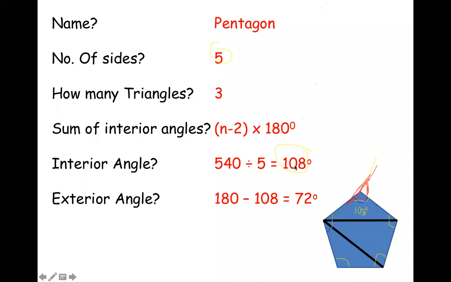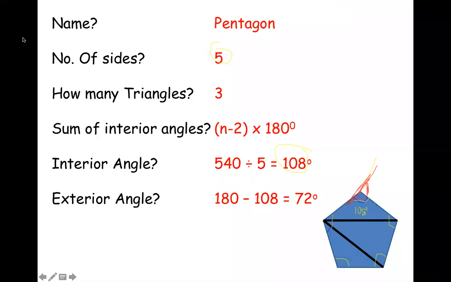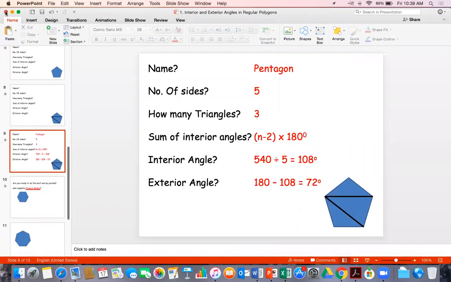Okay, and then we're going to quickly look at, so that's basically it for interior angles and exterior angles of polygons. Now we're going to look at the next part, which is parallel lines. So I'm going to share my screen again, and we're going to look at the next set of slides.